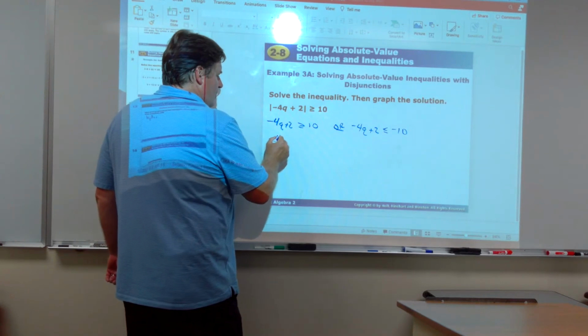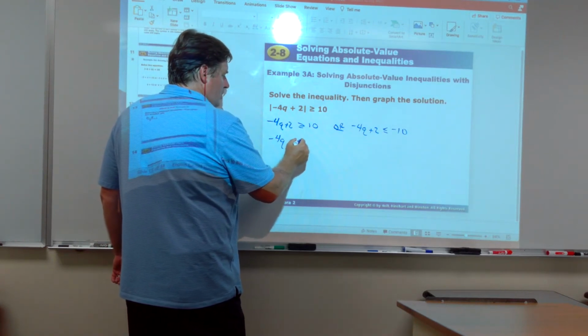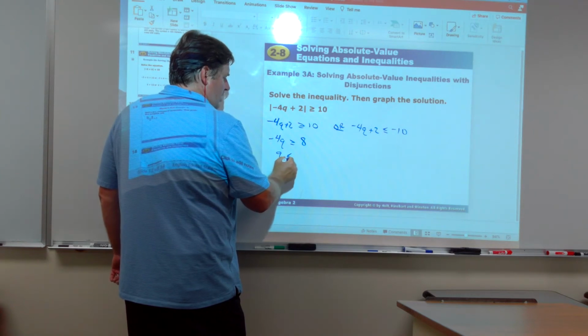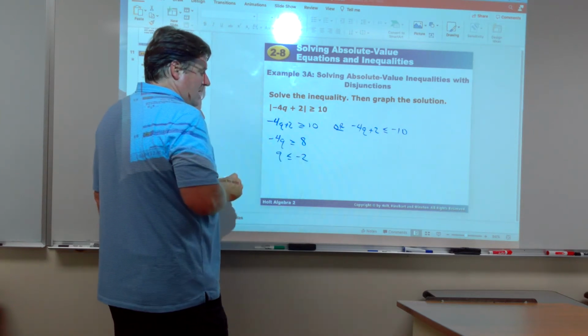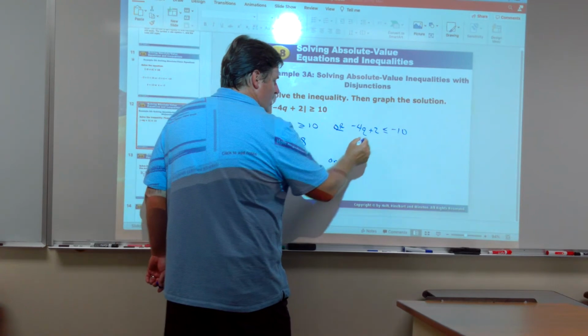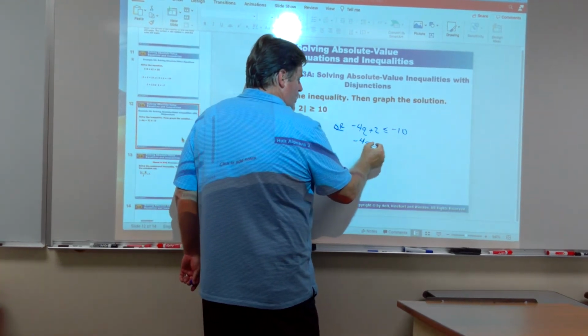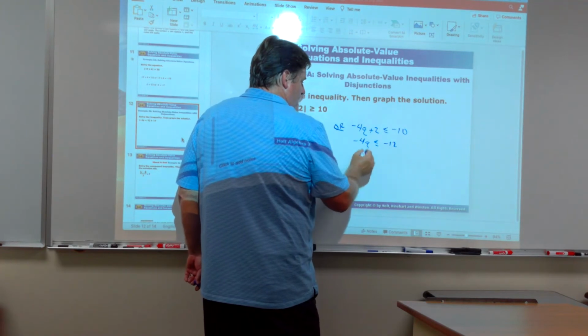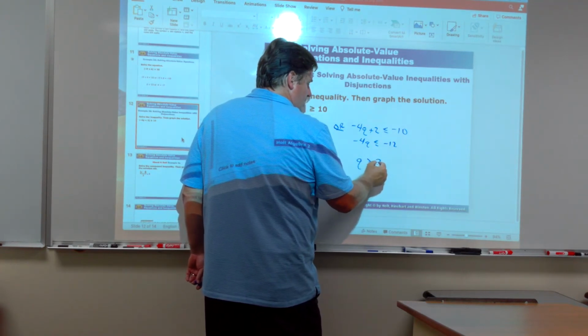We get -4q is greater than or equal to 8. Q would then be less than or equal to -2. Remember, you have to flip the sign. Or, solve this. Negative 4q is less than or equal to negative 12. And then q would have to flip it, greater than or equal to 3.